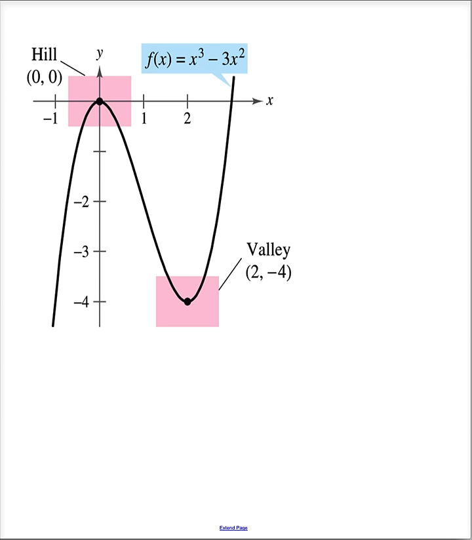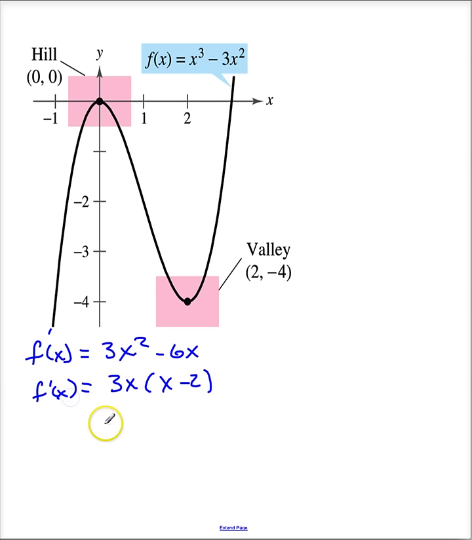So let's look at this problem here. Let's see if we can find the critical numbers of f of x equals x cubed minus 3x squared. So let's take the derivative of this. This is 3x squared minus 6x. Let me factor this. I'm going to factor 3x out. Here's f prime of x.